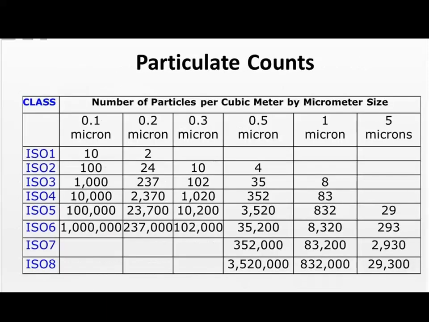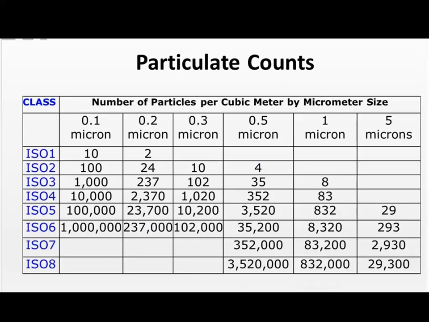For your particulate counts, this is another good slide for you to keep. If you need to have these templates or these charts sent to you, I will be glad to send them over. The ISO standard 1 and 2 and 3 and 4 are typically not used for manufacturing. Pharma manufacturing is going to start with ISO 5, which is going to be your Class 100.